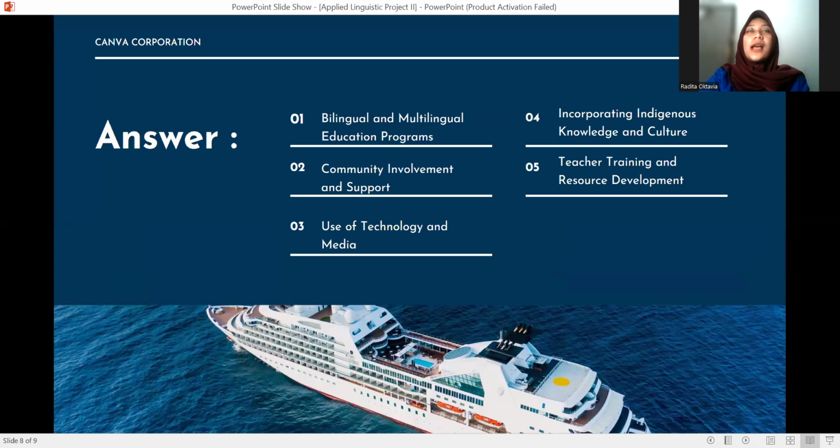So the answer, we have five points. The first is bilingual and multilingual education programs. Early childhood education introduces bilingual or multilingual education programs starting from early childhood. Children should be taught in their mother tongue alongside the national language. This helps in cognitive development and preserves linguistic heritage.